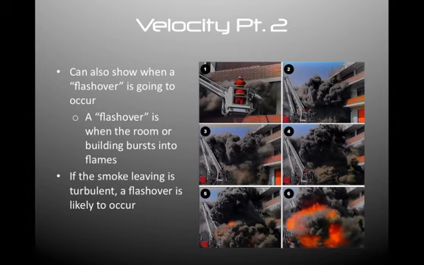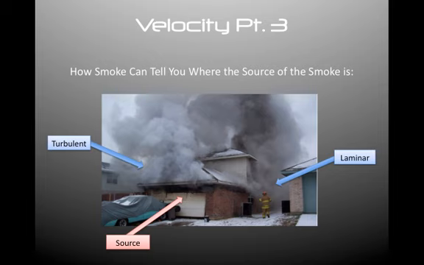Velocity can also help show when a flashover is about to occur. A flashover is when a room or building ignites into flames, basically exploding. Usually, when smoke is leaving at a high velocity is when a flashover is about to occur. As you can see in this picture, the smoke is showing you where the source is. The turbulent smoke flow is coming out of the garage, while the laminar is coming out of the side of the building, which likely means the source of the smoke is coming from the garage.